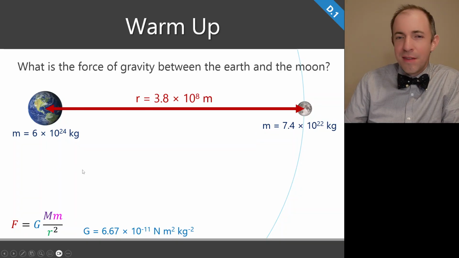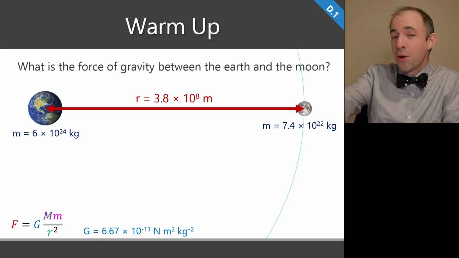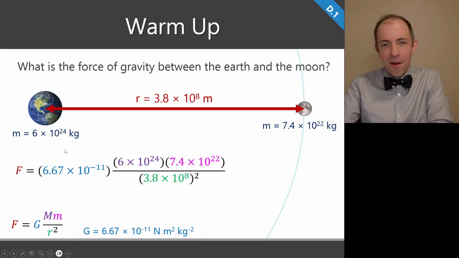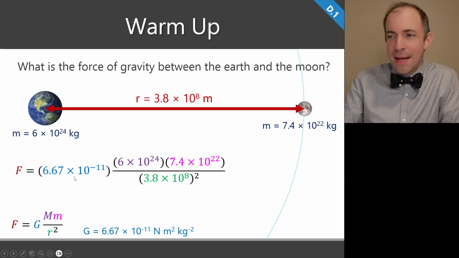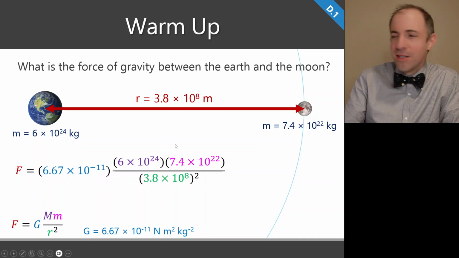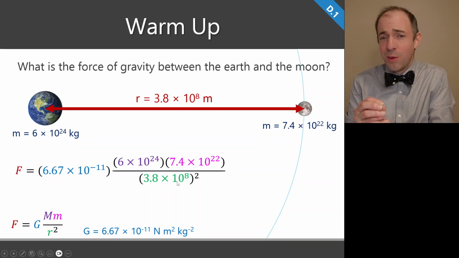Let's use this example of the Earth and the Moon and the distance between them to calculate the force of gravity using the universal law of gravitation shown here in the bottom corner. If I plug in all of our values, 6.67 times 10 to the minus 11th, that's my universal gravitational constant, big G, times the mass of the Earth times the mass of the Moon divided by the distance between them squared.